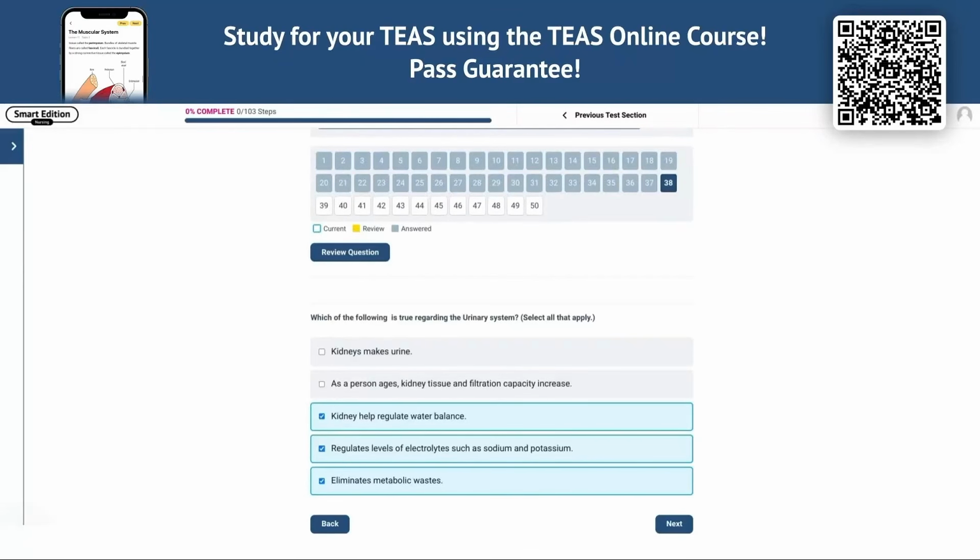And lastly, as a person ages, kidney tissue infiltration capacity increases. So this is incorrect. The statement is actually the opposite. As people age, kidney tissue infiltration capacity tends to decrease, not increase. Aging can lead to reduced kidney function, which makes it harder for the kidneys to filter blood effectively.